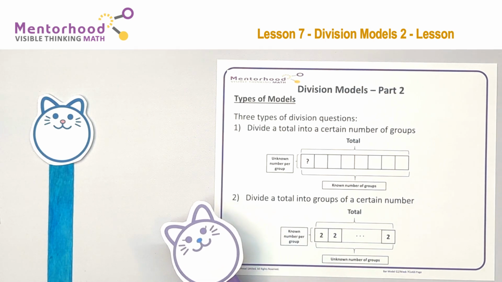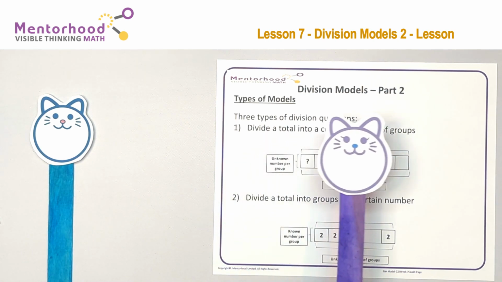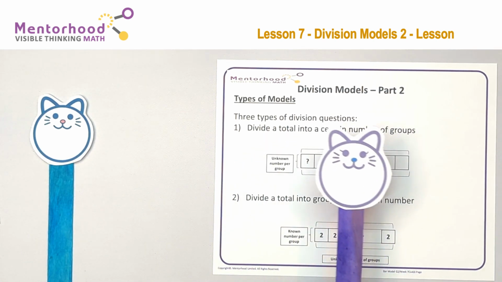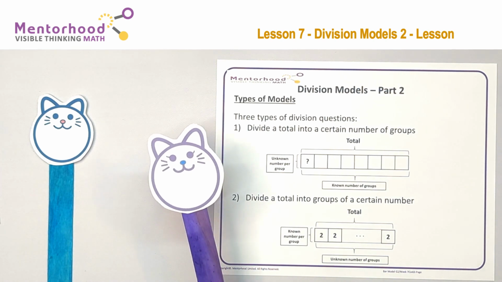There's one more type of question. These are whole part models. They deal with one total that's divided into groups. But what happens if you have a comparison model?